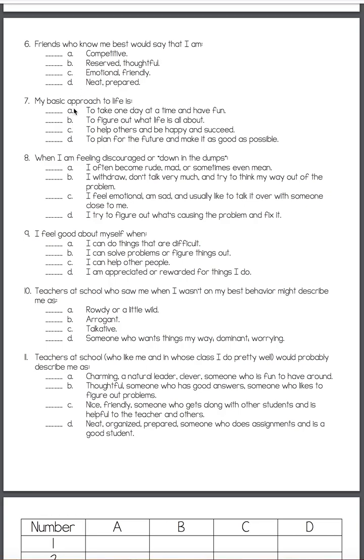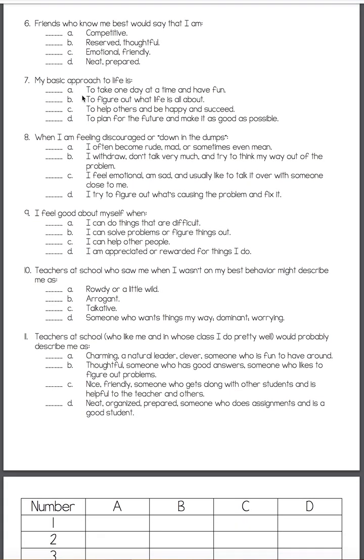7, my basic approach to life is A, take one day at a time and have fun. B, figure out what life is all about. C, to help others and be happy and succeed. D, to plan for the future and make it as good as possible. My basic approach to life. Which one of these is the most like you? Which is the least like you? Take one day at a time, have fun, figure out what life is all about, help others and be happy and succeed, to plan for the future and make it as good as possible.